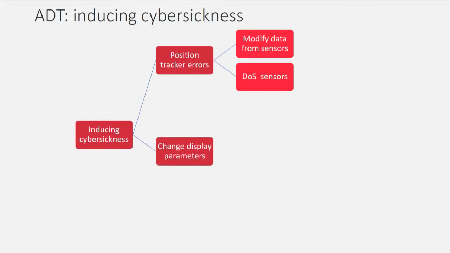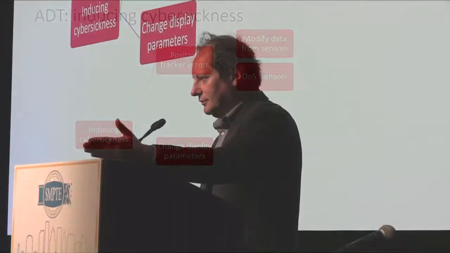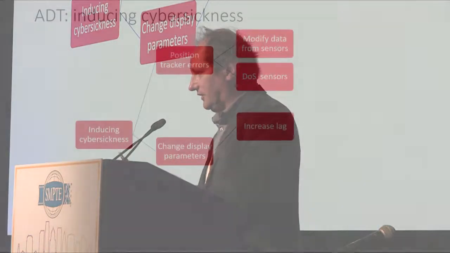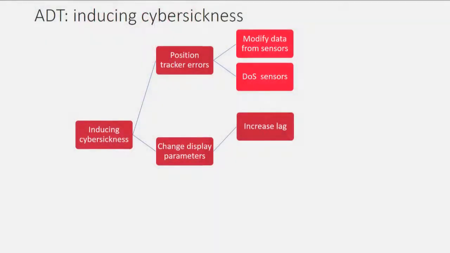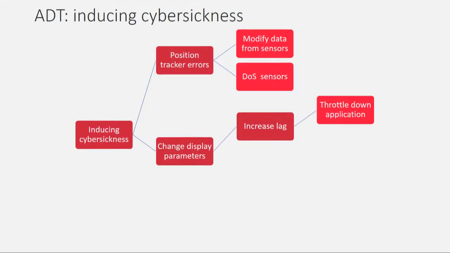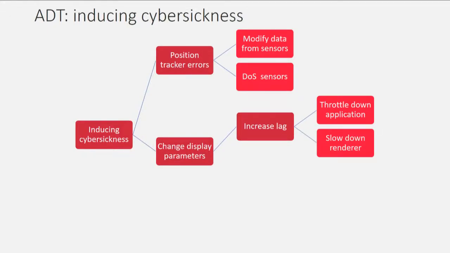For the flicker, you may change the display parameters, if they are not protected. If you're able to come back and go down, then go to 10 Hertz, 12 Hertz, 13 Hertz, and so on. Fun, you know? You may increase the lag. Of course, if you have access to the display parameters, you may slow down everything. You may throttle down the application to increase the lag. Make it slow. That's a problem. Slow down the renderer.